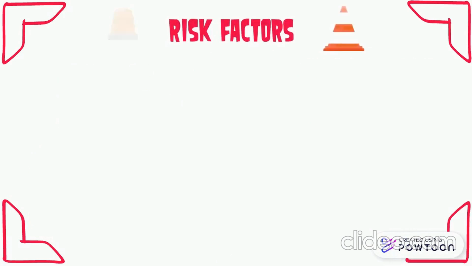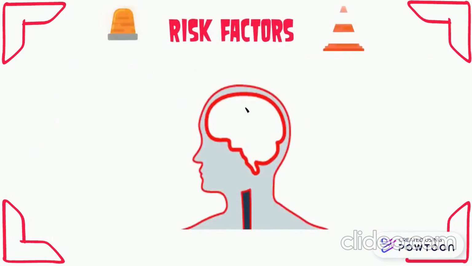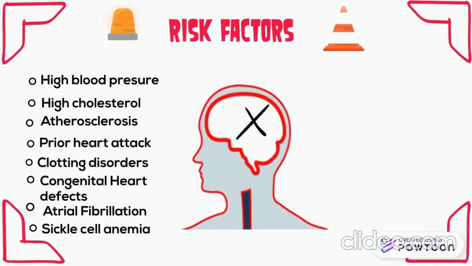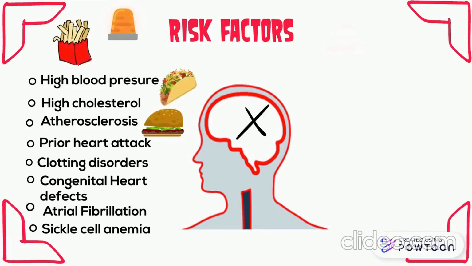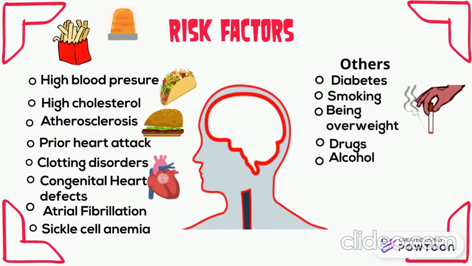Risk factors. Circulatory conditions are the main risk factor for ischemic stroke. That's because they increase your risk for clots or fatty deposits. These conditions include high blood pressure, high cholesterol, atherosclerosis, prior heart attack, clotting disorders, congenital heart defects, atrial fibrillation, sickle cell anemia, and others. Other risk factors include diabetes, smoking, being overweight, and use of certain drugs and alcohol.